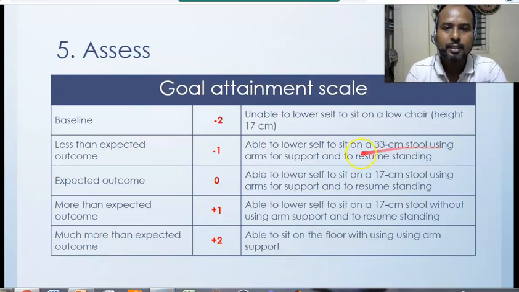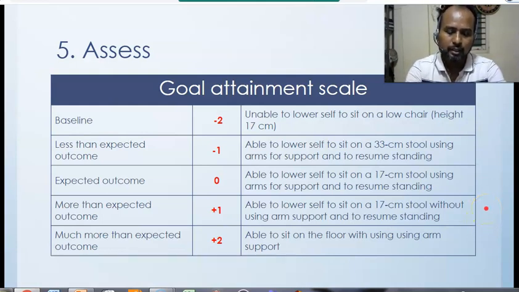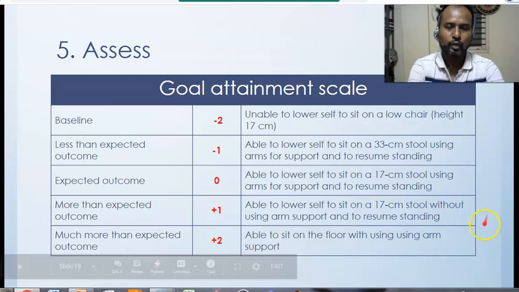Right. The last step is assess. That is, evidence-based practice doesn't end at application of evidence. We need to evaluate whether the application of evidence actually results in the expected outcome. So in this case, I've used a goal attainment scale because there is no specific scale available to evaluate the outcome that we are interested in, which is sitting on the floor and low stool.